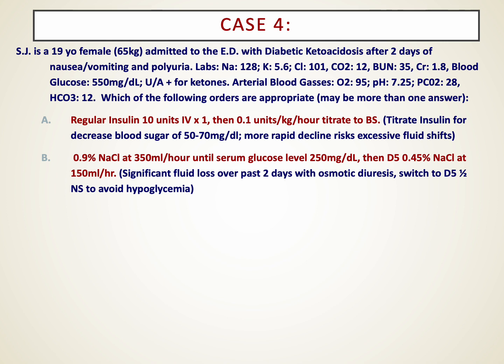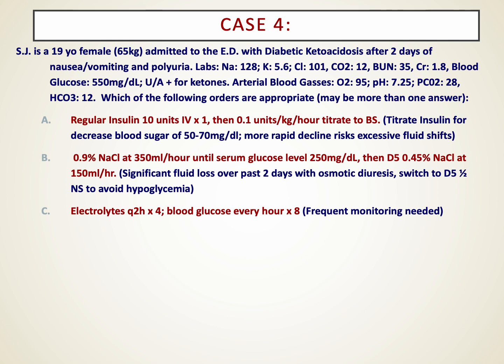Yes, we are going to replace her saline more aggressively because she is probably dehydrated from the nausea, vomiting, and polyuria for the prior 2 days with her ketoacidosis. We're going to keep her on a pretty aggressive saline drip at 350 an hour until her glucose gets down to 250. Then we're going to switch her to D5 half normal saline, which is typical for our response with ketoacidosis.